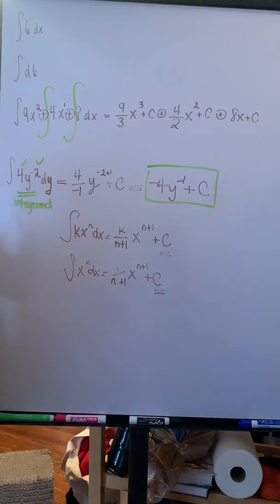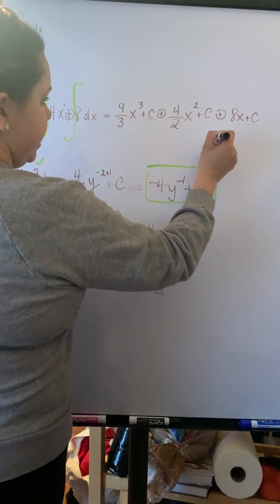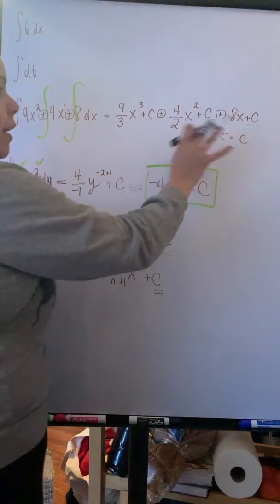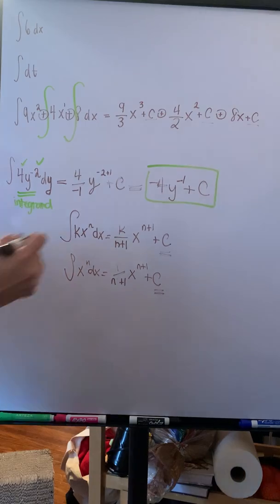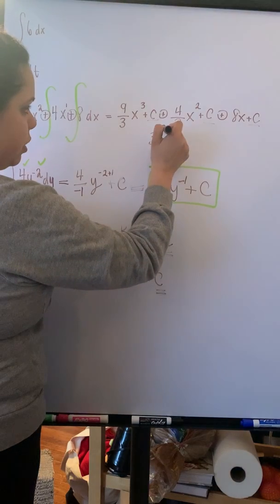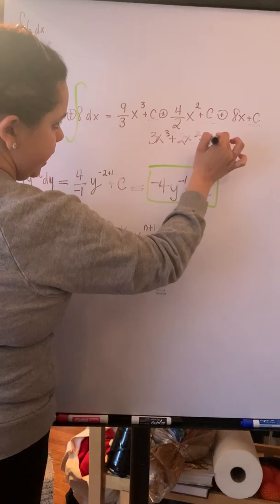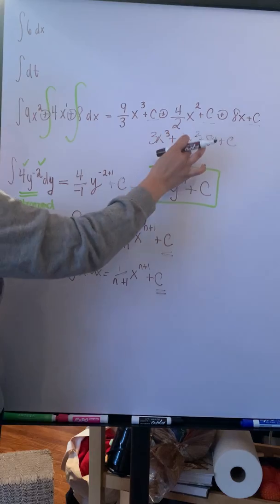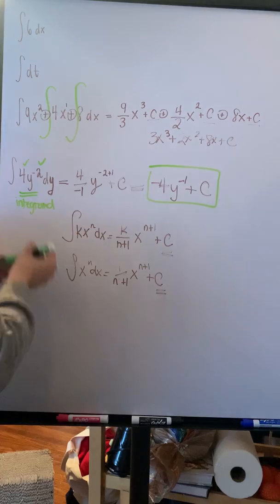Now I'm just combining like terms if there are any. I have 3 c's, but 3 times c is still a c, it's still a constant, so we don't have to write 3c, we just keep it as c. C plus c plus c is still c. And then we just rewrite this. So I have 9 over 3, which is 3x cubed, plus 2x squared, plus 8x, plus c. Now just check to take the derivative. I get 9x squared, plus 4x, plus 8, and then that absolutely works out for us.